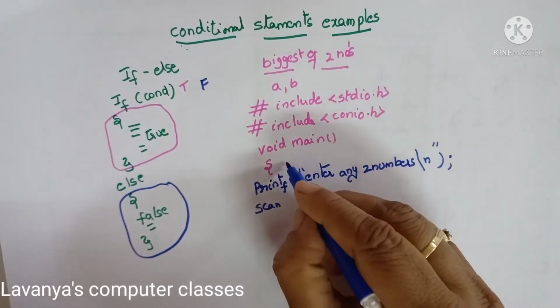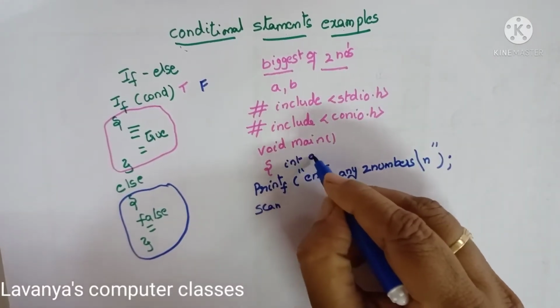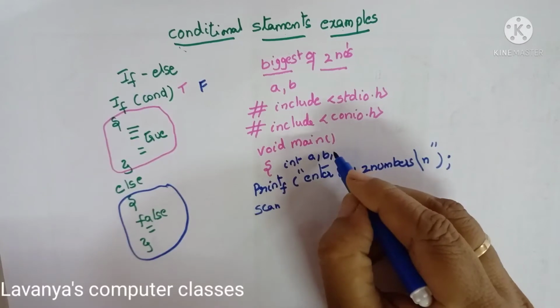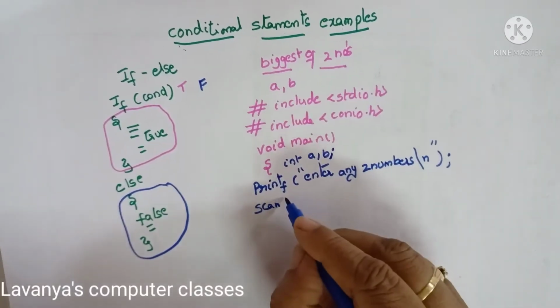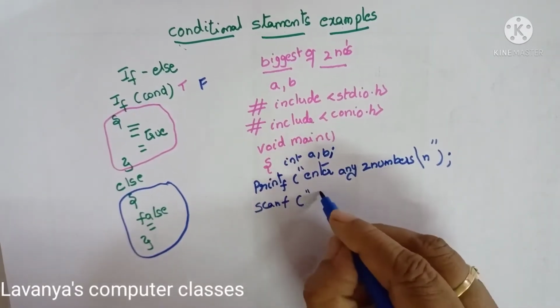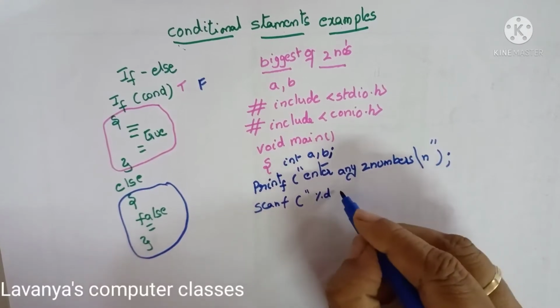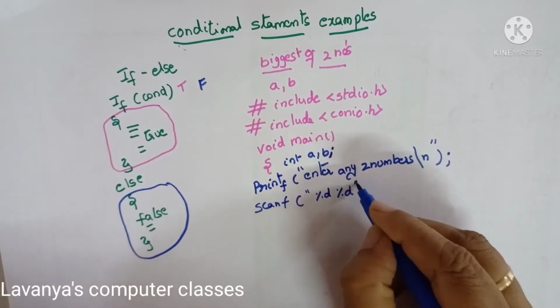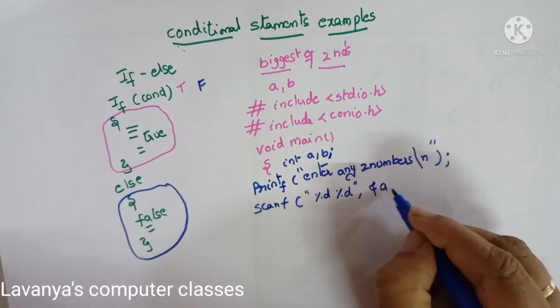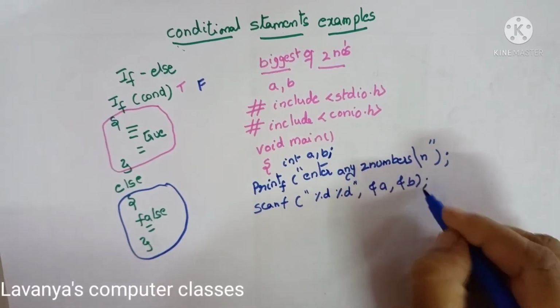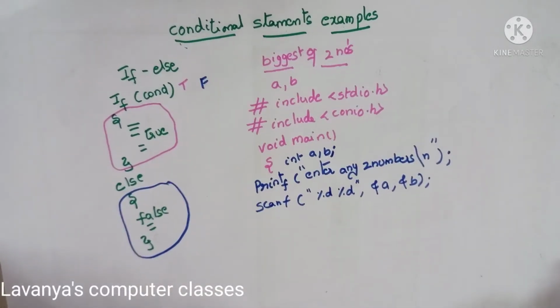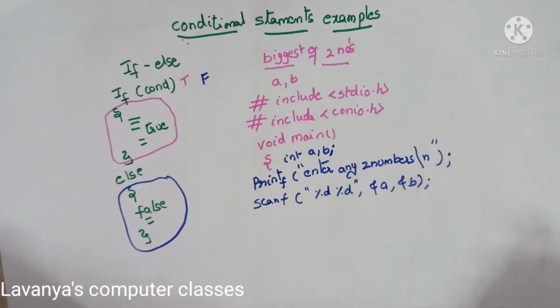Now we go for scanf, but here we have to declare the two variables a comma b. Both are integer data types. Scanf is an input command. Two values we require, and the two values are integer data type. That's why we are using %d symbols. %d is for integer numbers. Ampersand a, ampersand b. So the input section is over.